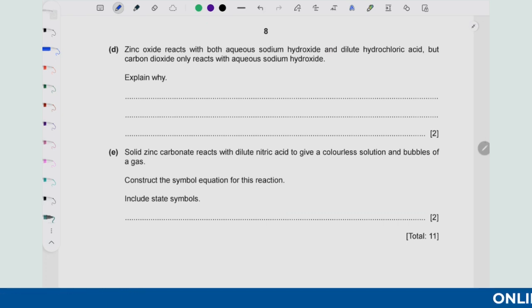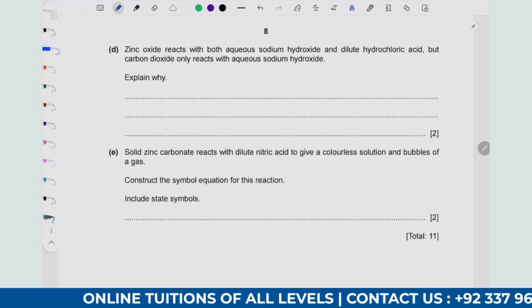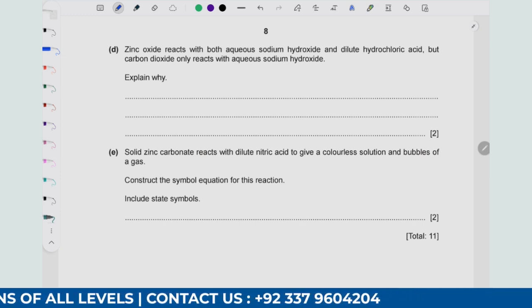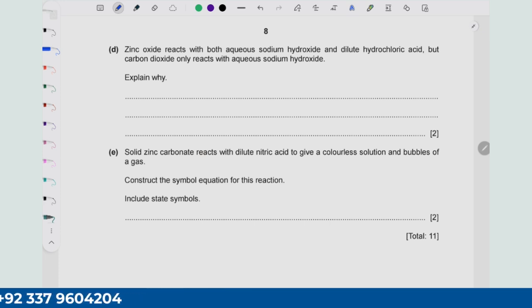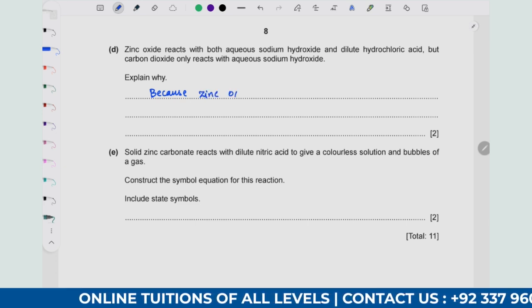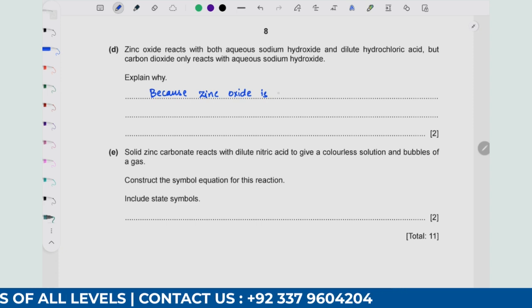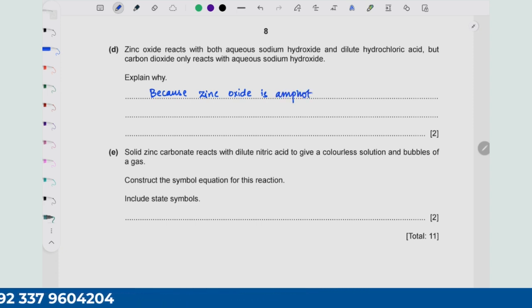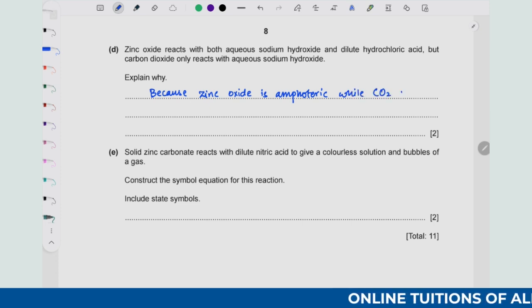Part D is saying that zinc oxide reacts with both aqueous sodium hydroxide and dilute hydrochloric acid, but carbon dioxide only reacts with aqueous sodium hydroxide. Explain why. So we know that zinc oxide is an amphoteric substance and carbon dioxide is acidic, because zinc oxide is amphoteric while carbon dioxide is acidic.